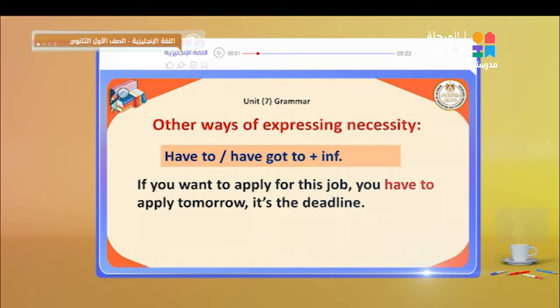There are other ways also of expressing necessity. If I want to say that something is necessary, we can say must. What else can we use? We can use have to or have got to. So we can say, if you want to apply for this job, you have to apply tomorrow. It's the deadline. So you have to means it's a must. It's necessary. You have no other choice. It's something necessary.